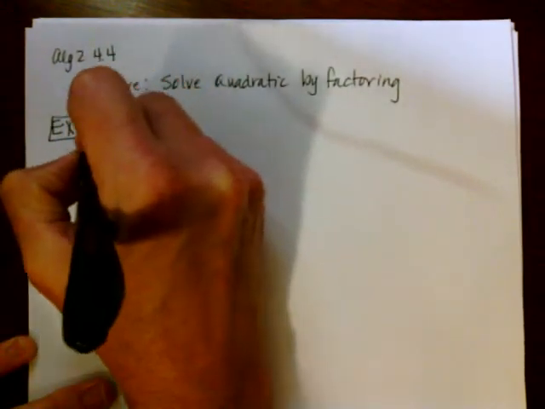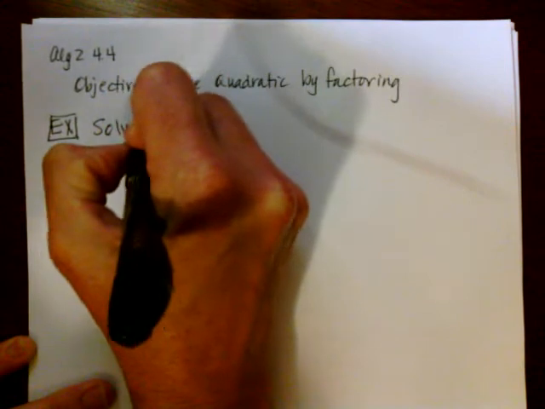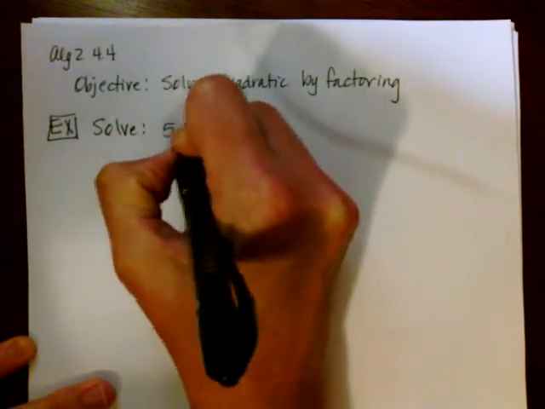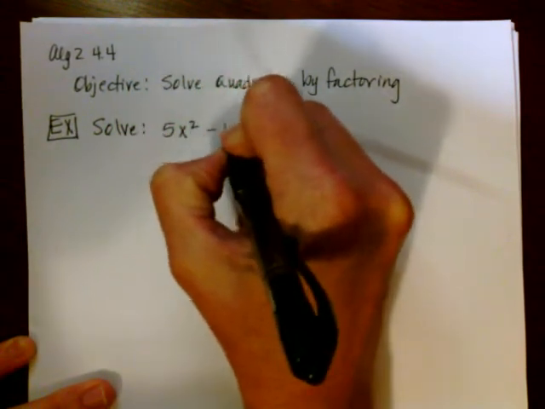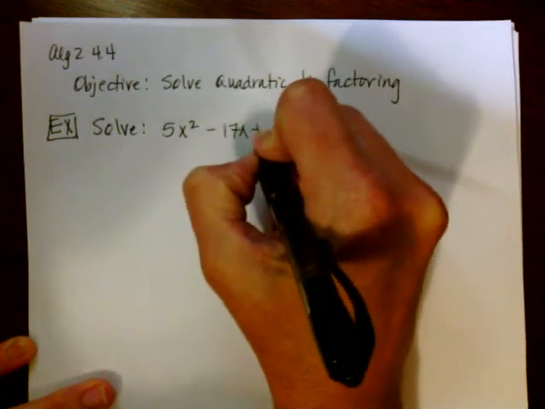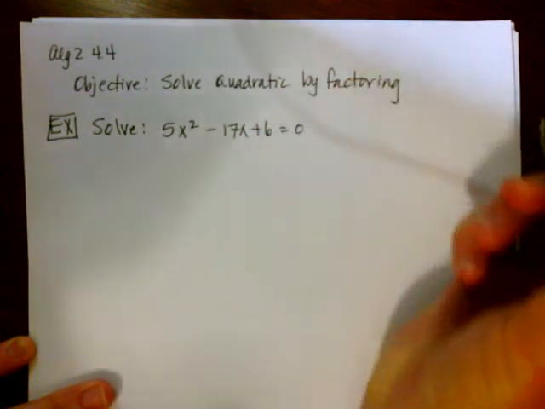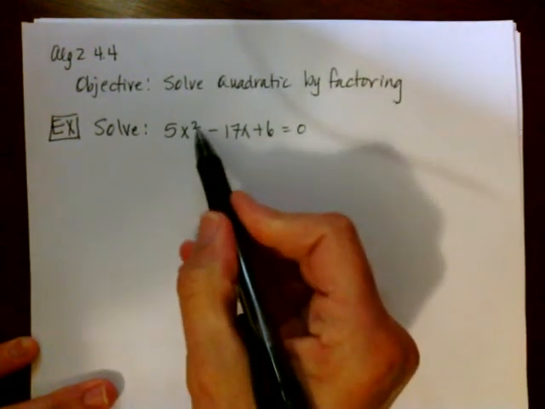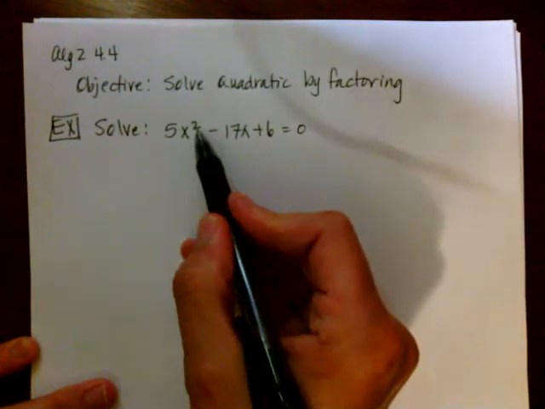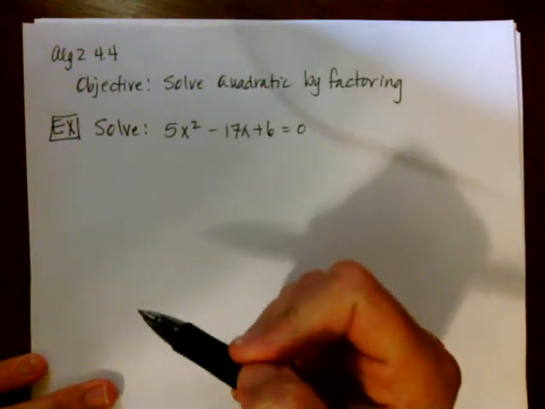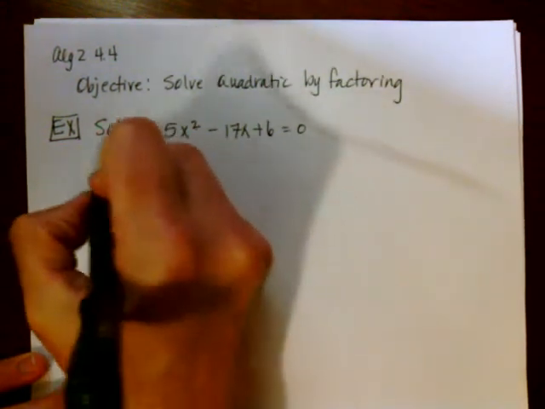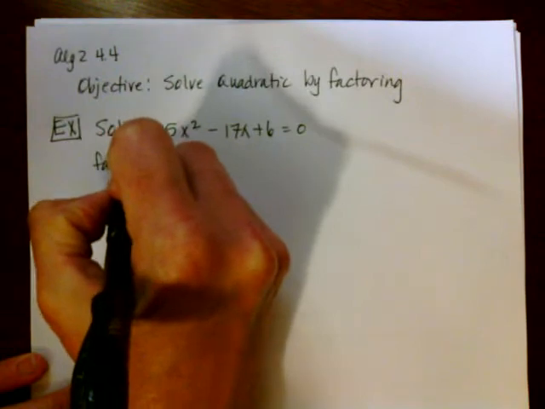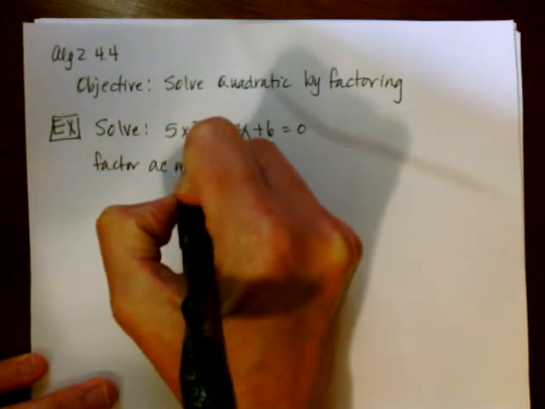Our first example says to solve, and we have an equation that says 5x squared minus 17x plus 6 is equal to 0. Remember that since it is a second degree polynomial, I'm going to have two solutions. So I'm going to factor, and I'm going to use the AC method.